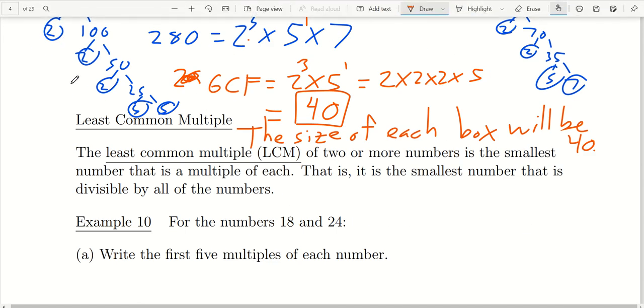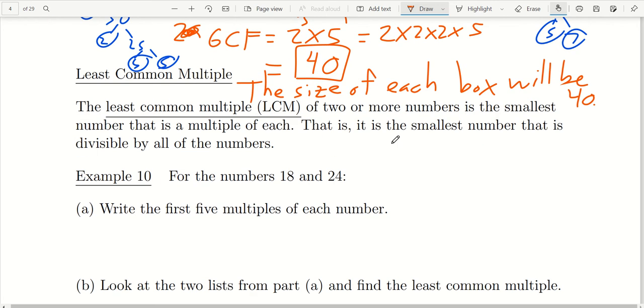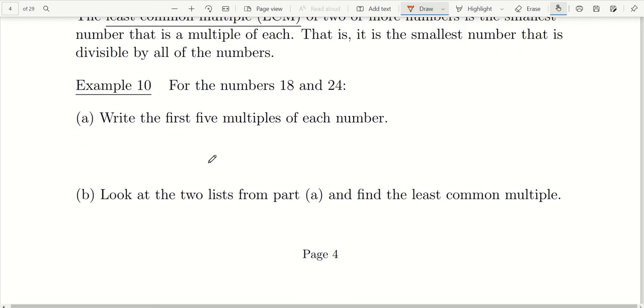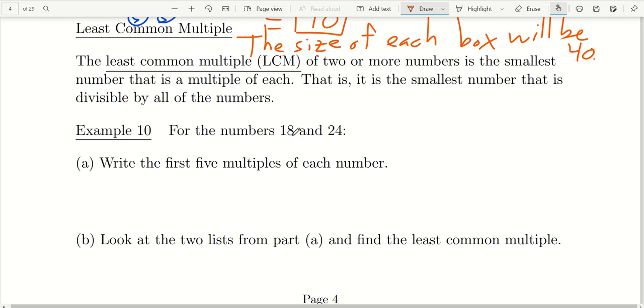The next topic we're going to come to is the least common multiple. The least common multiple, or LCM, of 2 or more numbers is the smallest number that is a multiple of each. That is, the smallest number that is divisible by all of the numbers. For example, let's investigate the concept of the LCM using the numbers 18 and 24.